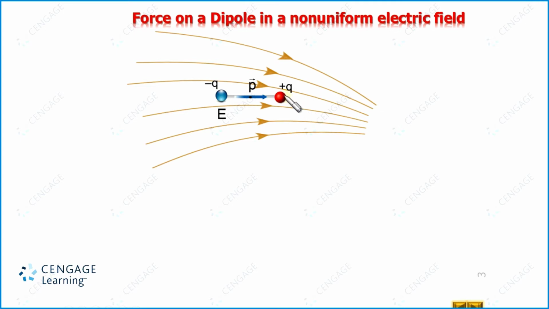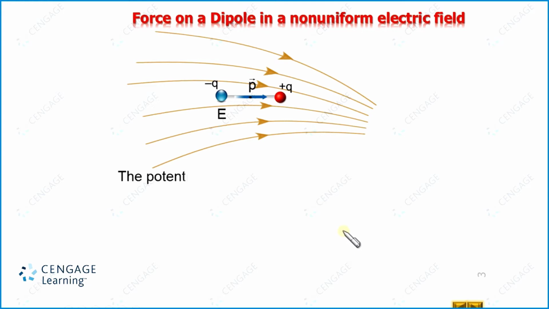That means the force experienced by the positive charge in the rightward direction will be greater than the force experienced by the negative charge in the leftward direction. That means in this condition the dipole will experience net force. Okay, that means we can say a dipole may experience force if it is placed in non-uniform electric field. Now let us calculate this force.